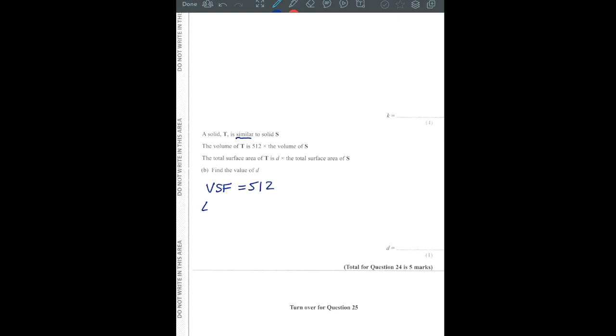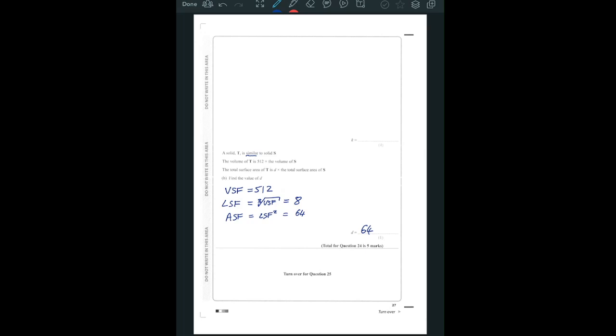Well, to convert between them, we need to go via the length scale factor. The length scale factor is the cube root of the volume scale factor. Conveniently, 512 is a nice cube number. It's 8 cubed. And then the area scale factor is the length scale factor squared. 8 squared is 64. So this D is simply 64. Only 1 mark for that, which is really harsh, but it is question 24. You have to work harder for your marks at the end of the paper.